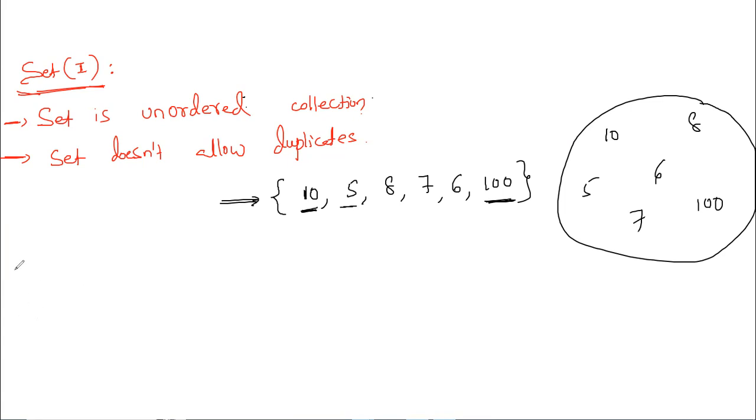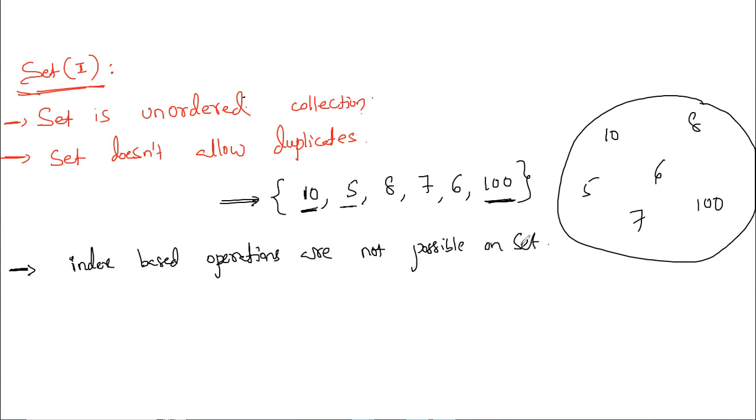The next point to remember for this one is that index-based operations are not possible on sets. I'm not going into the implemented classes. Again, some properties will change, which we will discuss in detail, but first these three points are required.